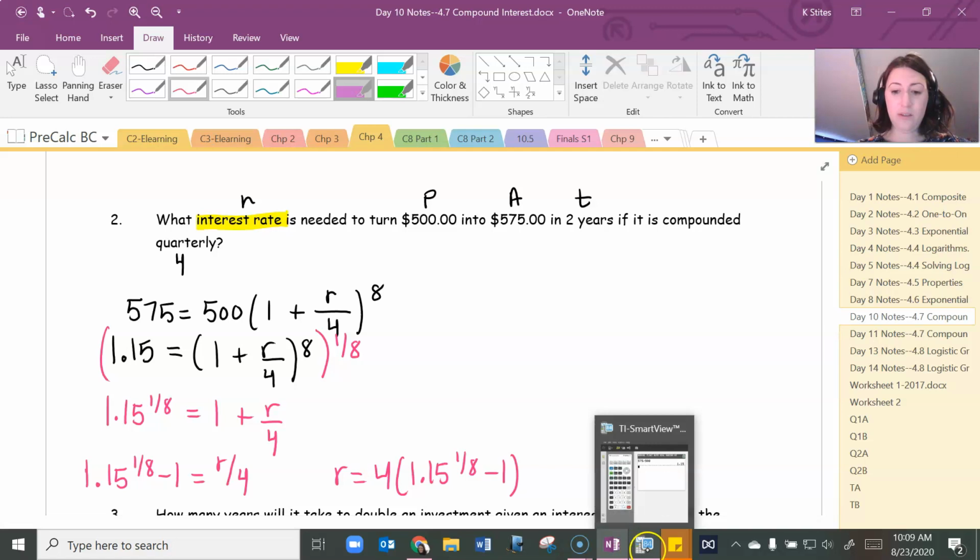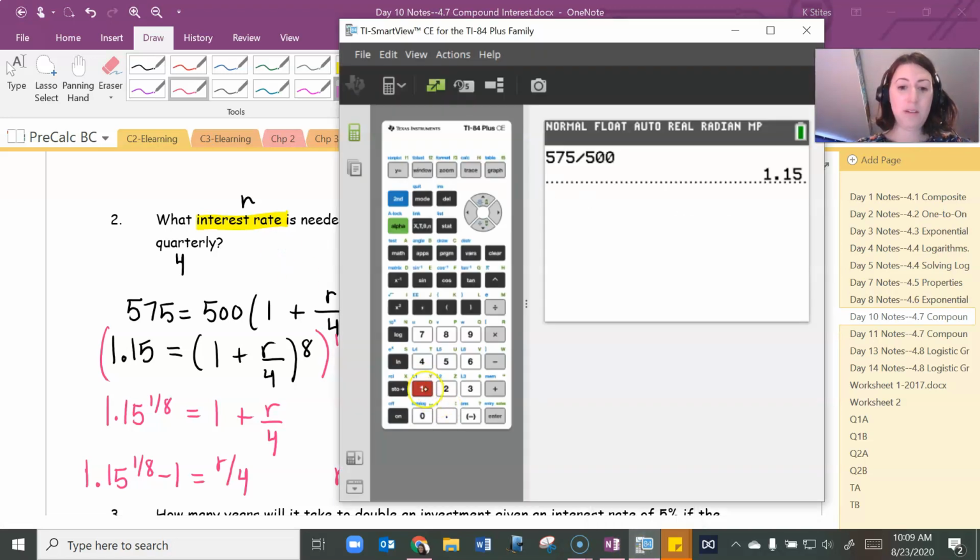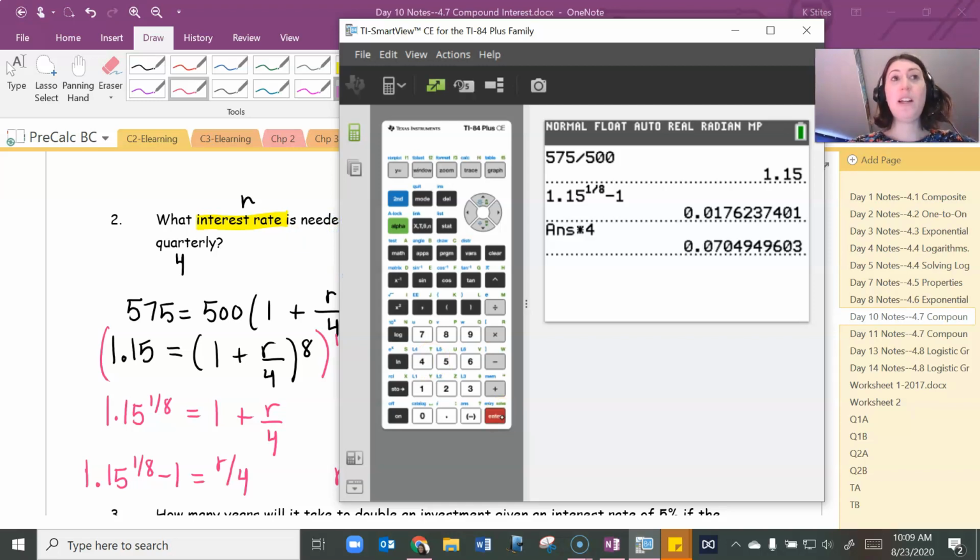All right, so let's try that. It's going to be 1.15 to the 1/8 power minus 1. And then I'm multiplying that whole thing by 4. Okay, and remember, this is our interest rate.